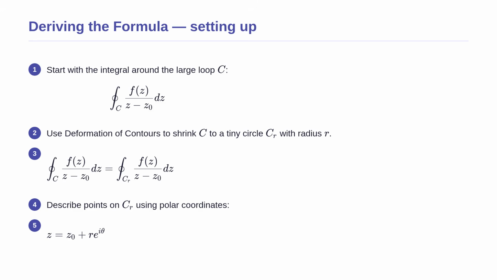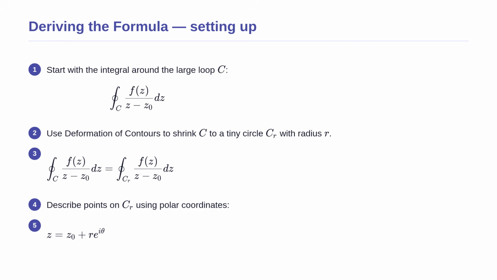Now that we have successfully used this formula, let us understand where it comes from by deriving it step by step. We start by looking at the integral of our fraction around the large loop C. Because the denominator becomes 0 at the interior point, it is not analytic there. However, the principle of deformation of contours allows us to shrink our large, irregular loop down into a tiny, perfect circle, centered exactly at z0, without changing the overall value of the integral.